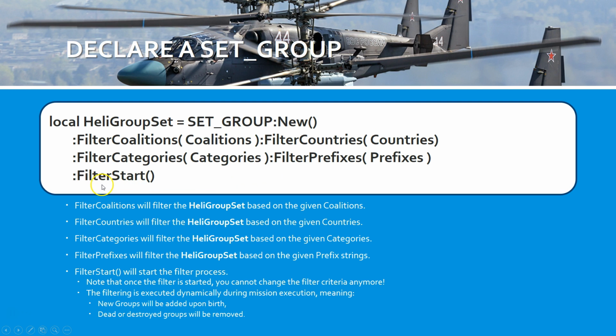Filter start is a method that you need to call at the end once all of the filter criteria have been specified for the group, because filter start will actually start filtering the database and taking those group objects that apply according to the filters set.